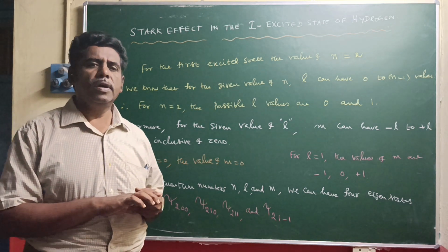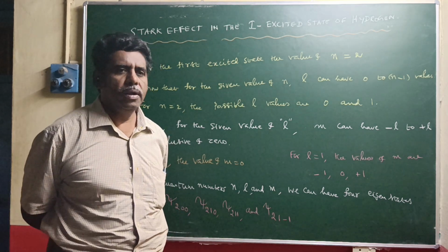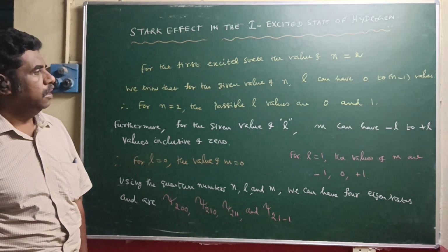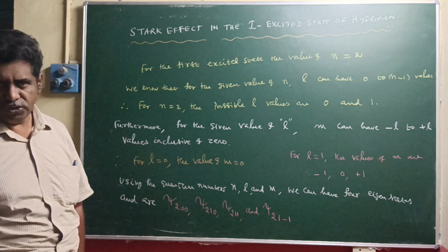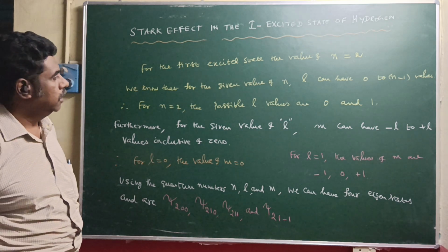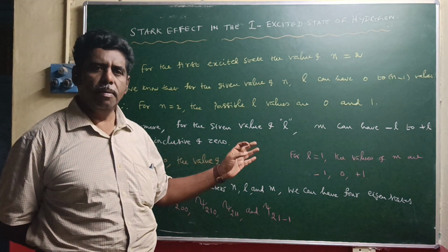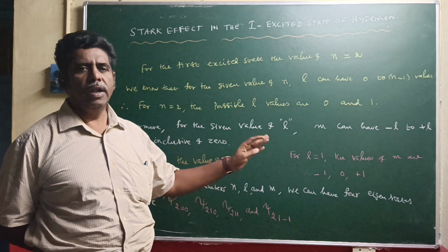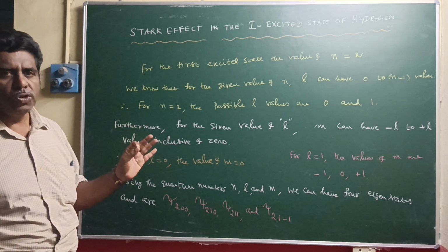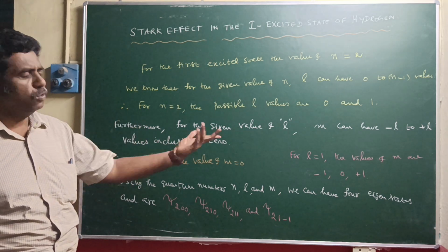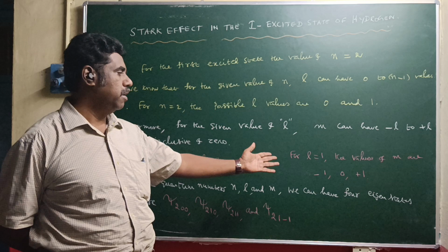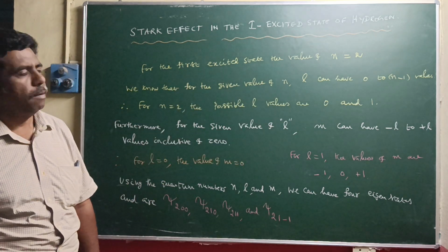For the given value of L, the magnetic quantum number M can have values from minus L to plus L. If L is equal to 0, the value of M is 0. If L is equal to 1, the possible values of M are minus 1, 0 and plus 1, inclusive of 0.